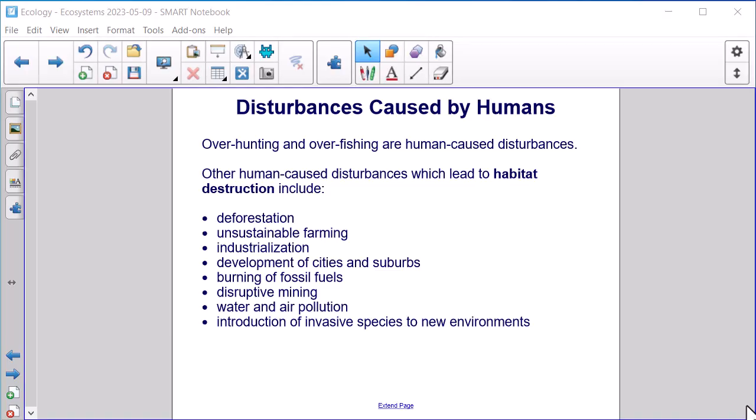Disturbances caused by humans. Overhunting and overfishing are human-caused disturbances. Other human-caused disturbances which lead to habitat destruction include deforestation, unsustainable farming, industrialization, development of cities and suburbs, burning of fossil fuels, disruptive mining, water and air pollution, and introduction of invasive species to new environments.